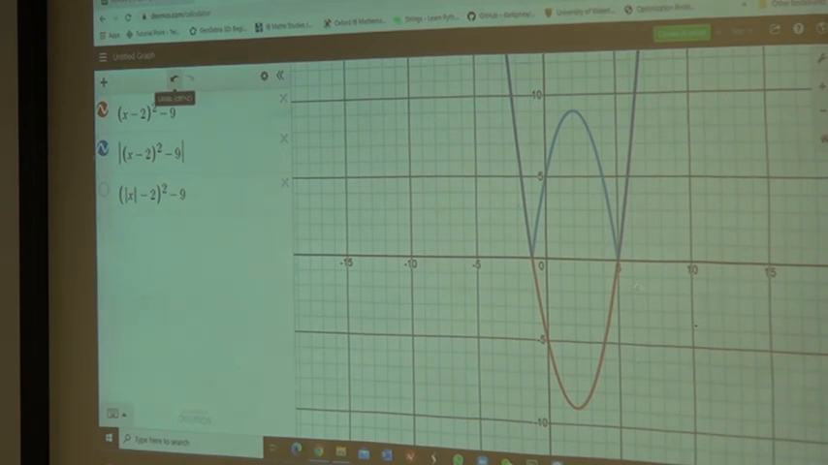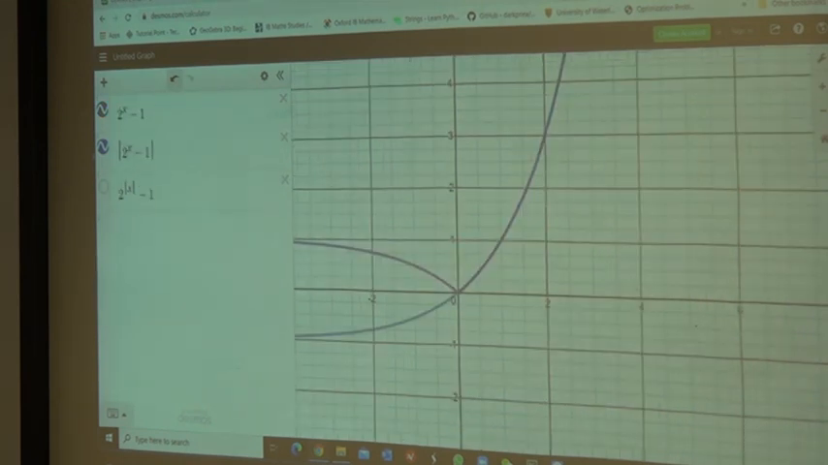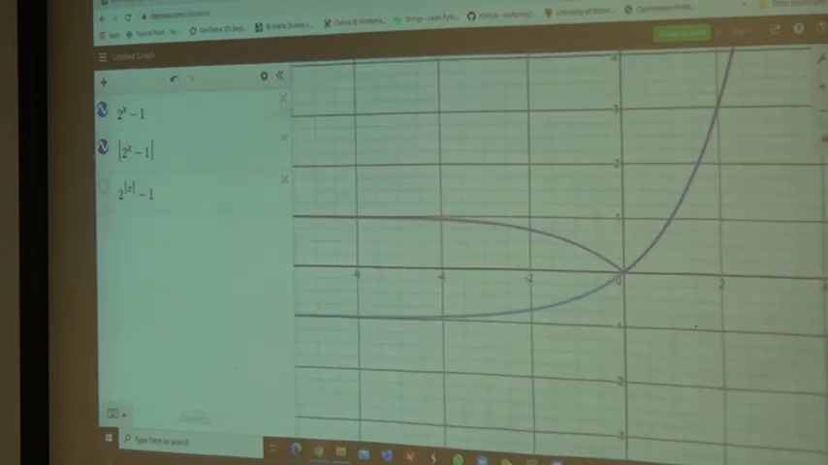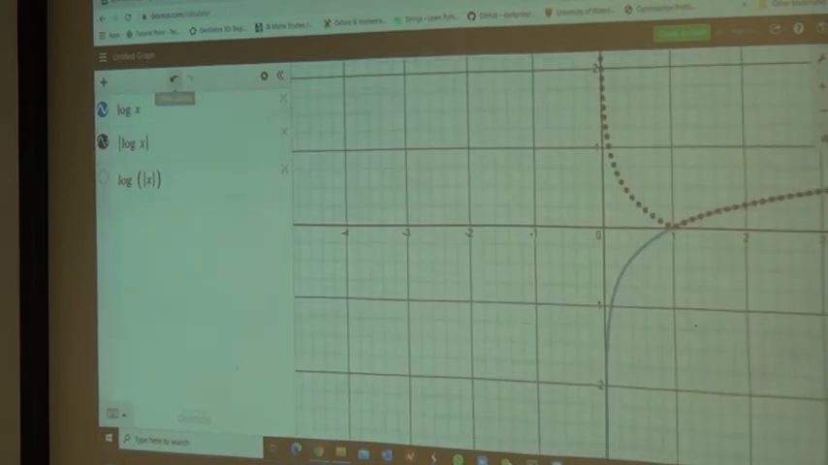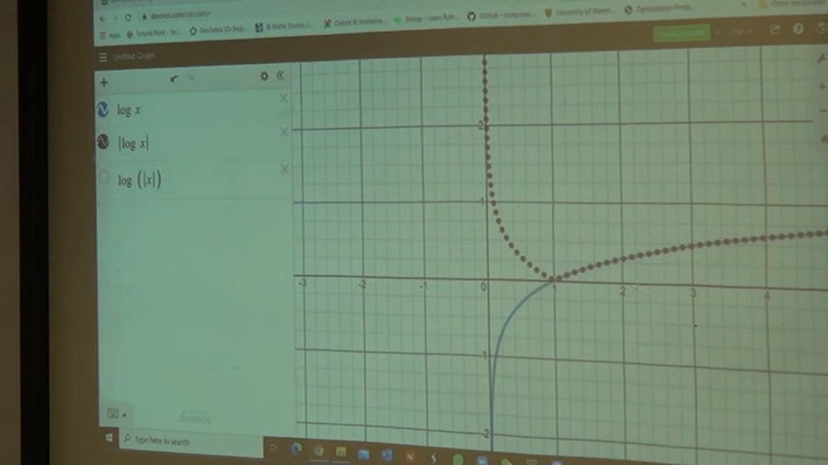Then it gets reflected. The negative part becomes a reflection in the x-axis. Can you see that? The reflection. So it's easy, isn't it? Yes. Now let's look at the other one.